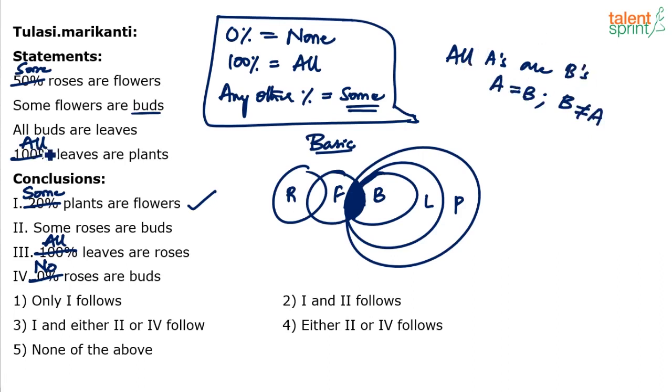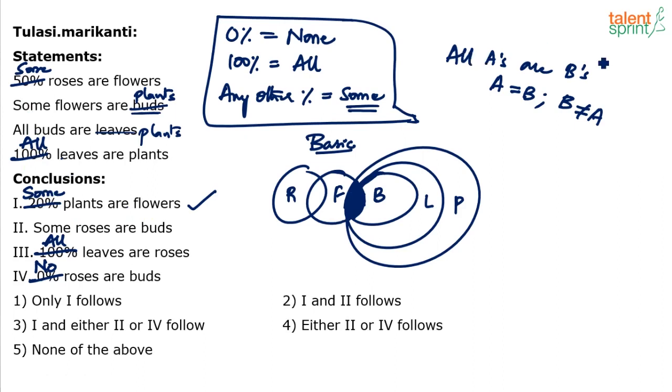So when it says all leaves are plants, wherever we have leaves, we can replace that with plants. Wherever we have plants, that cannot be replaced with leaves. So all buds are leaves can be taken as all buds are plants. Like all A's are B's, wherever we have buds, we can replace with plants. So some flowers are plants. If some flowers are plants, the definite conclusion is some plants are flowers. So logically, even without the diagram, you can verify that some plants are flowers is always true.